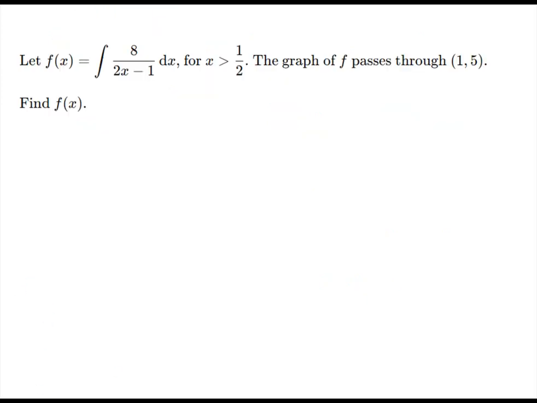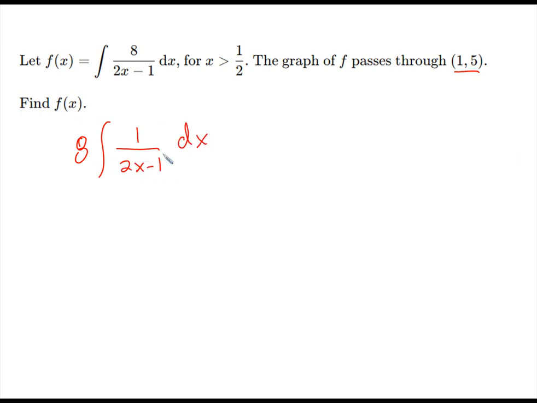Okay? All right, so let's take a look at this problem here. We're given that f of x is equal to the integral of 8 over 2x minus 1 dx, when x is greater than 1/2, and the graph of f passes through this point. So we need to find out what f of x is. First of all, this 8 is a constant, so I can pull this out. So I'm just integrating 1 over 2x minus 1 dx now.